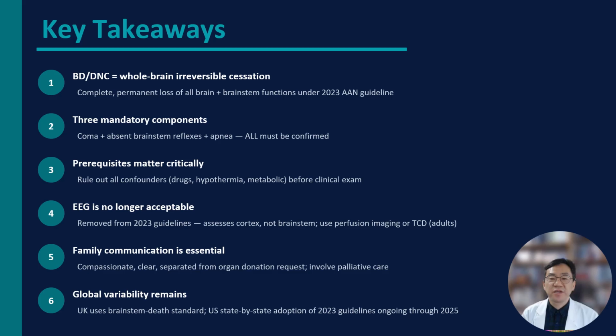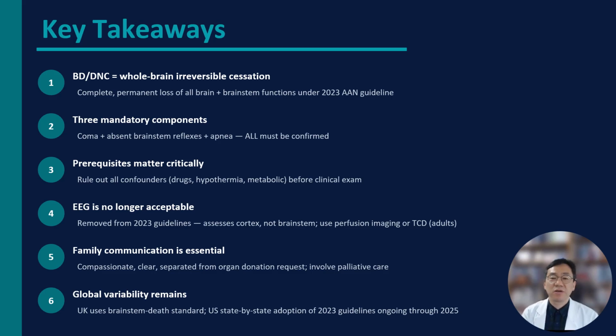Alright, let's land this plane. Six takeaways to walk away with. 1. Brain death, or death by neurologic criteria, is the complete irreversible cessation of all brain function, including the brainstem. That's the 2023 definition. 2. There are 3 mandatory components: coma, absent brainstem reflexes, and apnea. All 3 must be confirmed. No shortcuts. 3. Prerequisites are absolutely critical. Rule out every potential confounder: drugs, hypothermia, metabolic derangement, before you even start the exam.